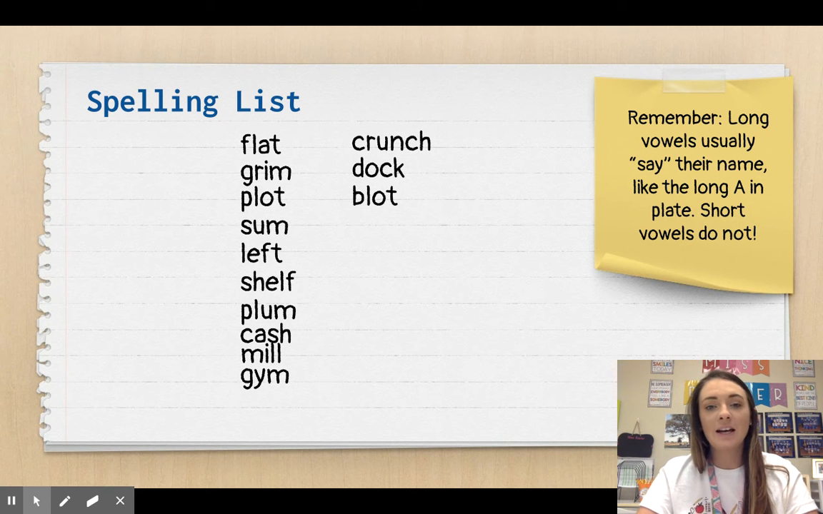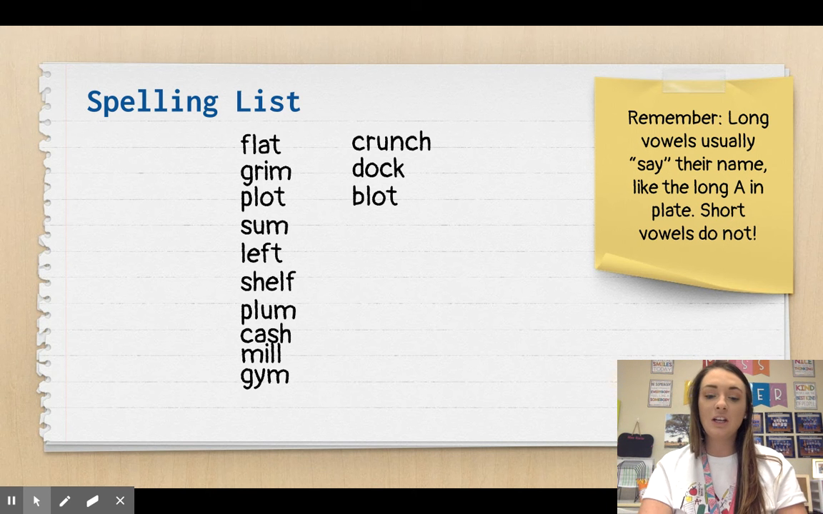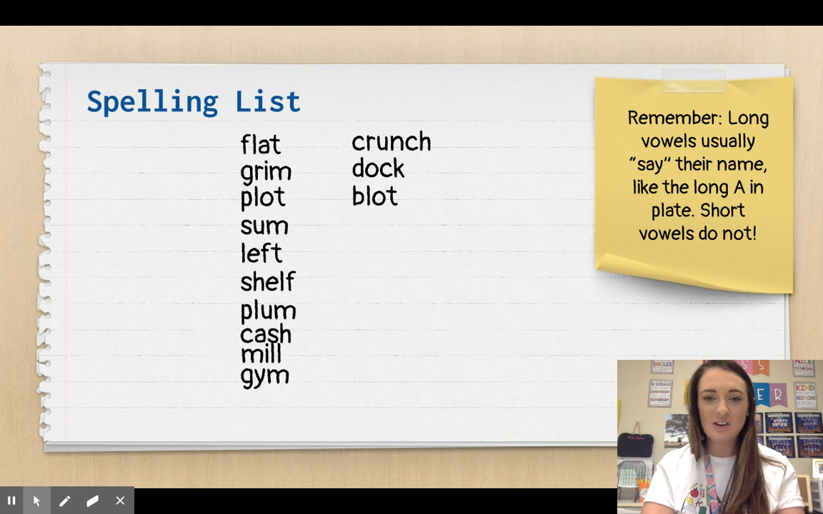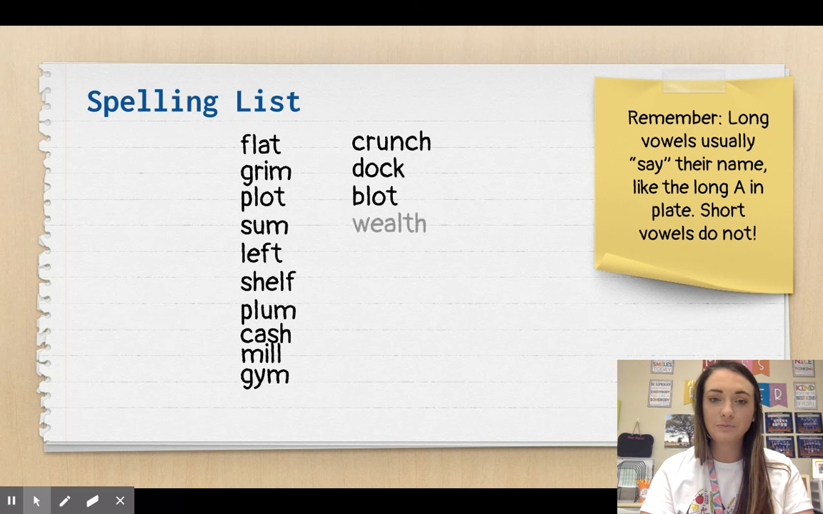Blot. If you have an ink pen, sometimes the ink can spill out of the pen and that makes an ink blot. Or it can also mean when you are taking a paper towel or something and you're trying to pick up any extra moisture. So sometimes if you have a piece of pizza and it's got a lot of grease on it, you might blot the grease off.